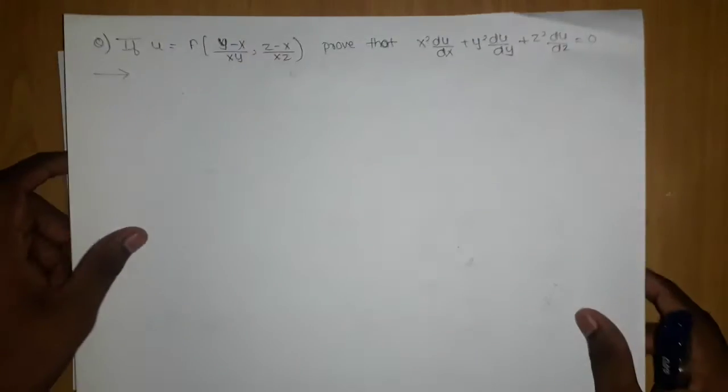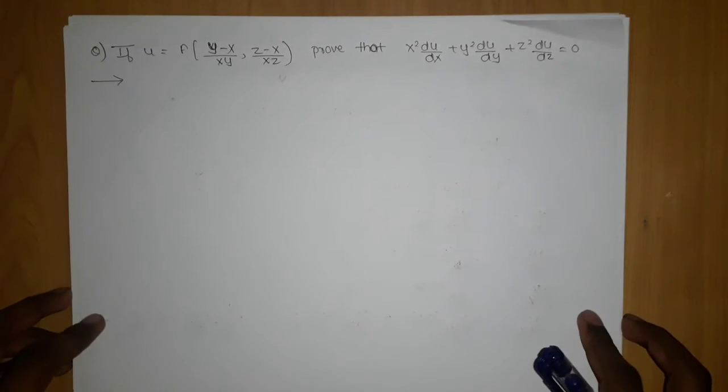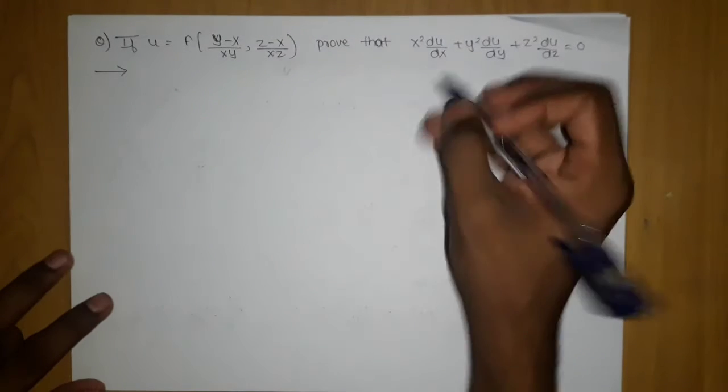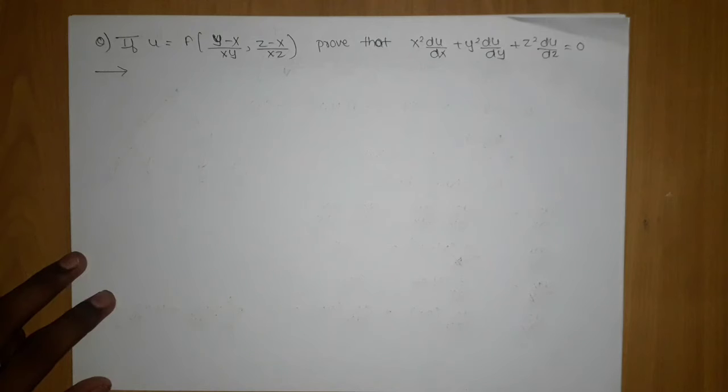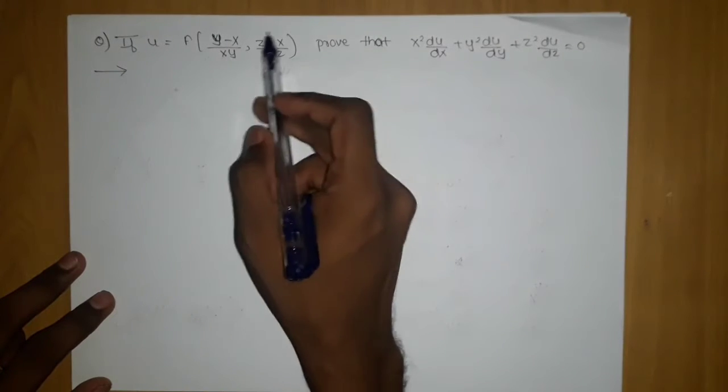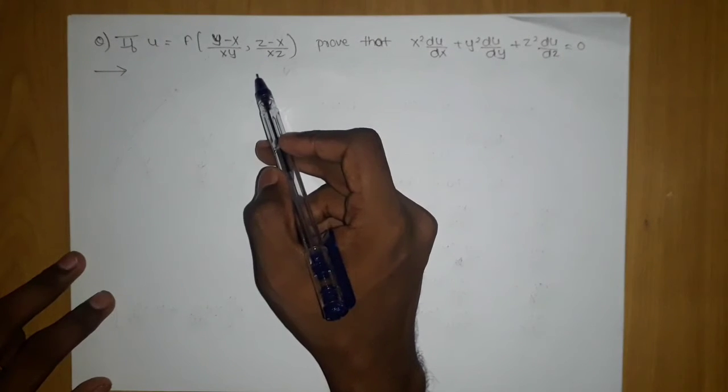In the further section of this chapter, we have this question: if u equals f of (y minus x)/xy, (z minus x)/xz, prove that x squared ∂u/∂x plus y squared ∂u/∂y plus z squared ∂u/∂z equals 0. Now what are the steps? First job is to draw the chart. But here also, like the previous problem, they have not given the names. The middle terms are missing.